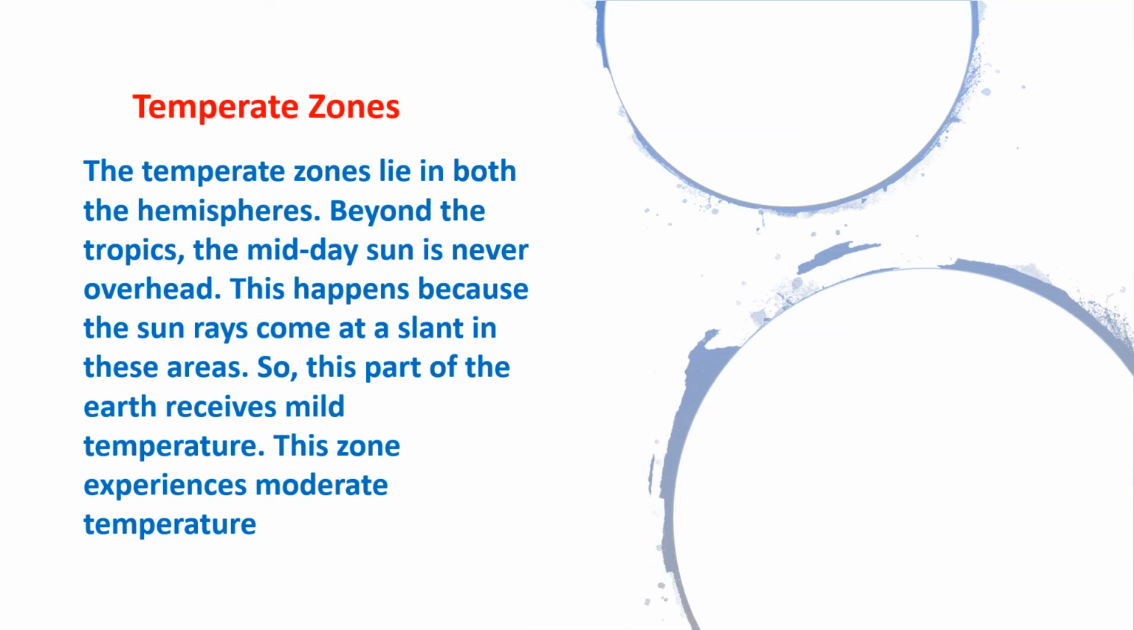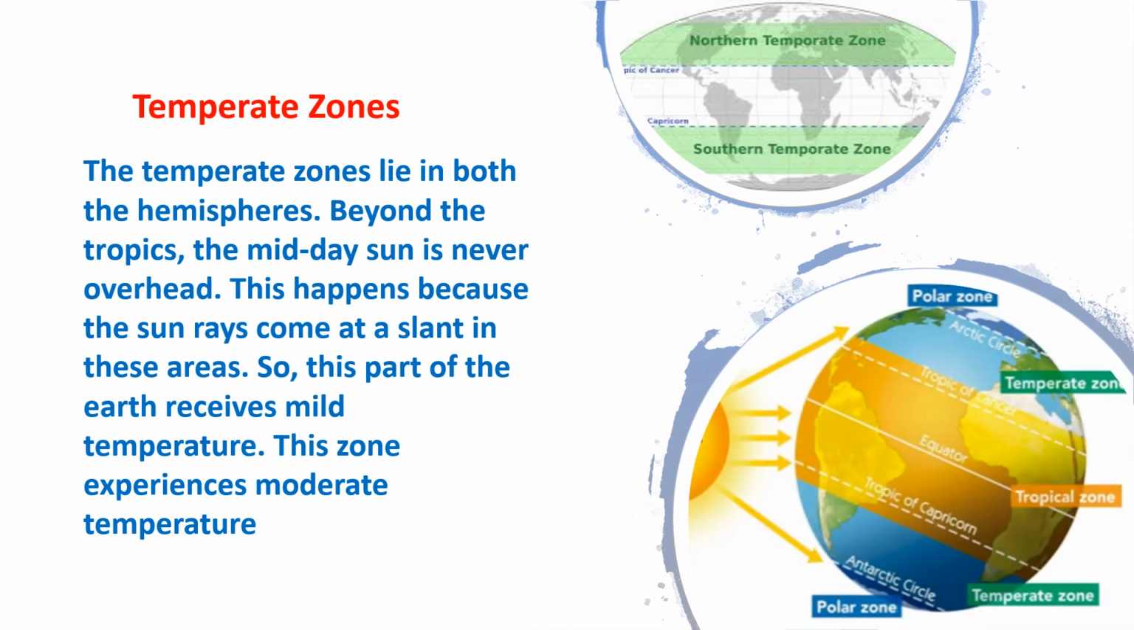The next is temperate zone. Temperate zone lie in both the hemisphere beyond the tropics. The midday sun is never overhead. This happens because the sun rays come at a slant in these areas, like the picture is showing you. So, this part of the earth receives mild temperature. This zone experiences moderate temperature. Moderate means neither too hot nor too cold.